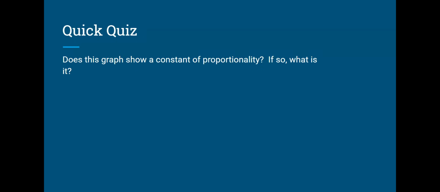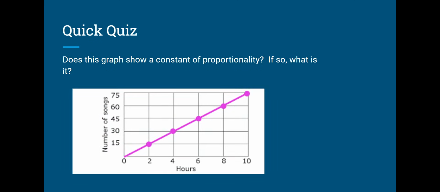So let's see if you understand this. Let's quiz yourself. I'm going to show you a few graphs, and you're going to decide if they show a constant proportionality or not. And if they do, what is it? So here's the first graph. Ask yourself those two important questions. Is it linear? Yes, it's a straight line.